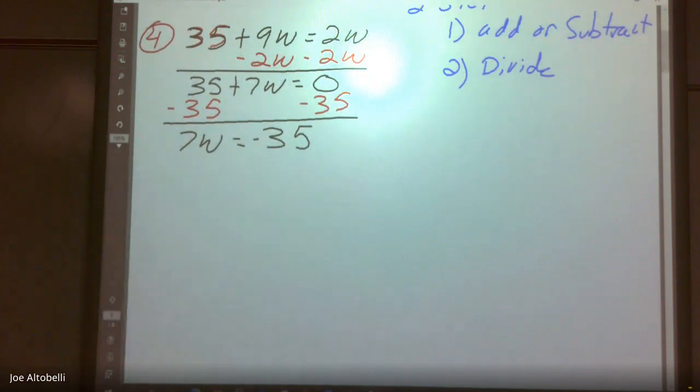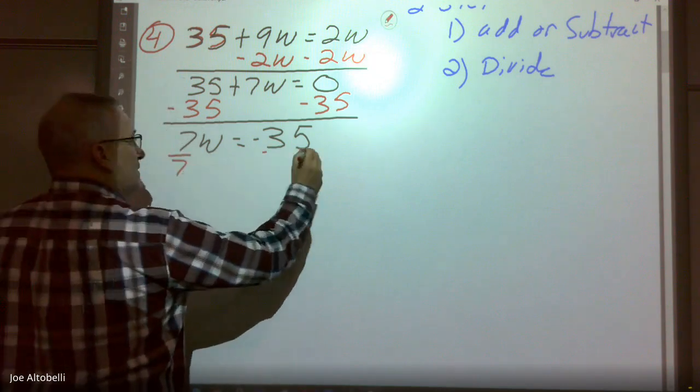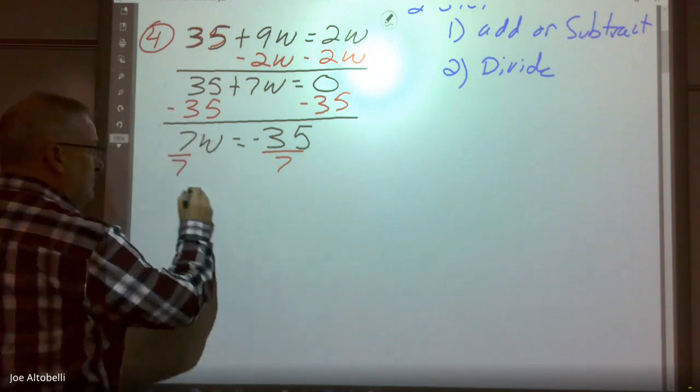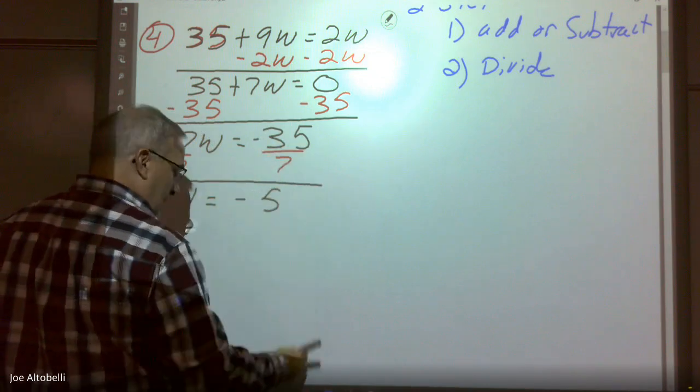From here, you do the second step, which is going to be divide. So we'll divide by 7, divide by 7. w equals negative 5.